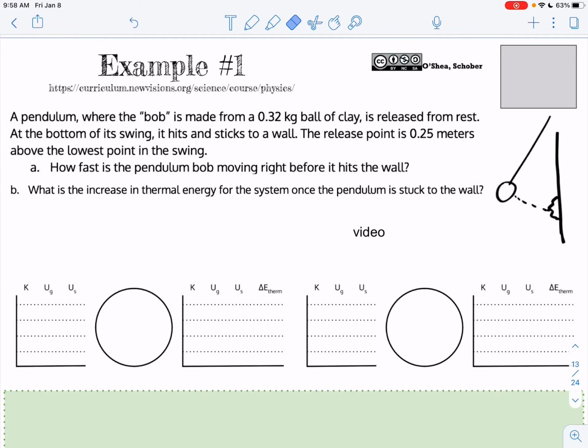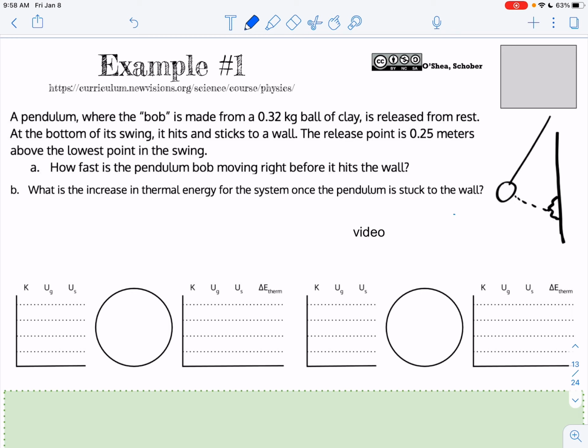All right, here's a really simple example of how to do a real simple conservation of energy equation. A pendulum where the bob is made from a 0.32 kilogram ball of clay is released from rest. At the bottom of its swing, it hits and sticks to a wall. The release point is 0.25 meters above the lowest point in the swing.